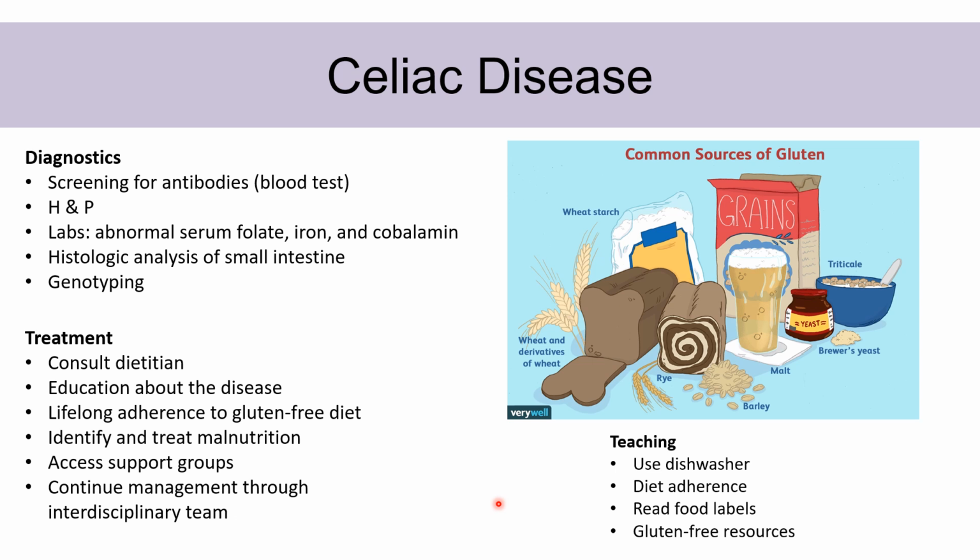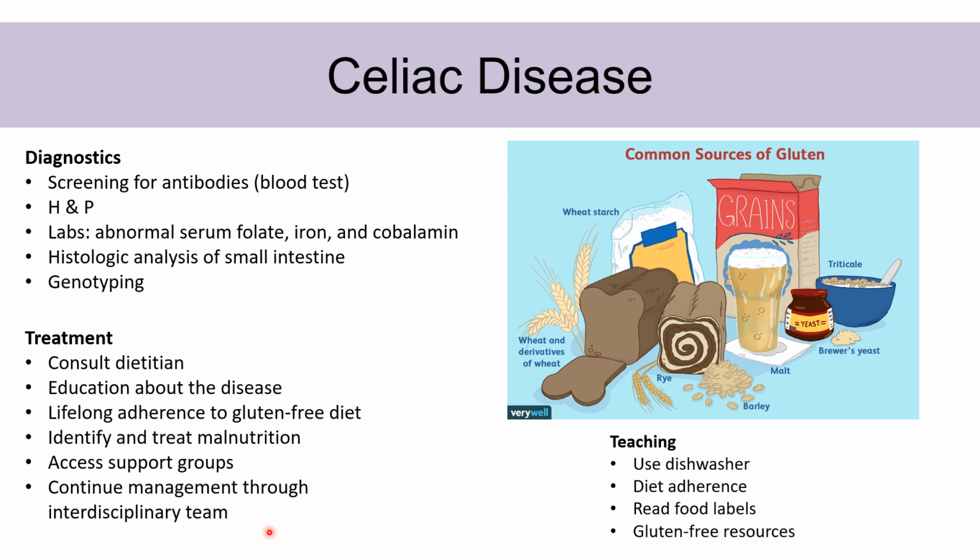autoimmune disease. So here, education is going to be big because this is something that's not going to go away. They're going to have to live and deal with this for the rest of their life. So we want to get a dietitian on board, educate about the disease, how it happened, why it happens, that this is lifelong. They're going to have to stay away from gluten. They're going to have to recognize malnutrition. We can provide resources on support groups and teaching.